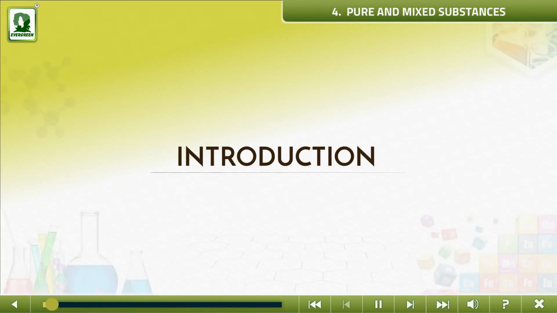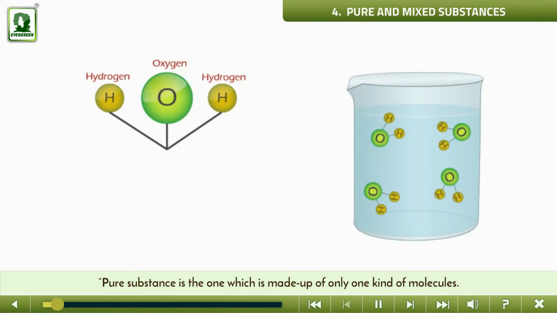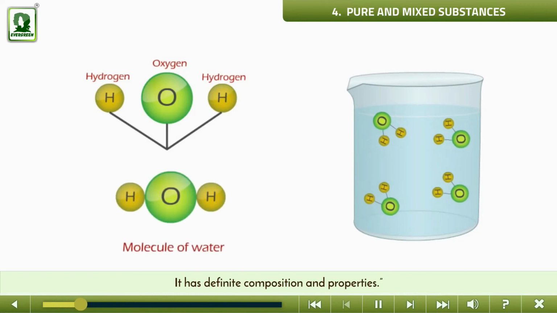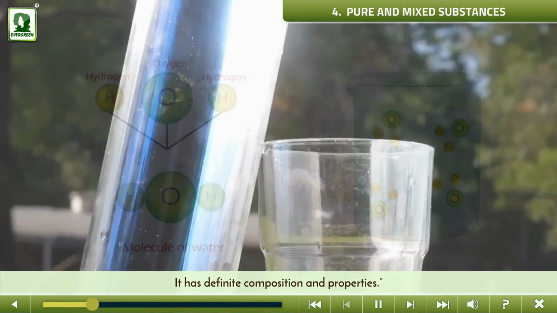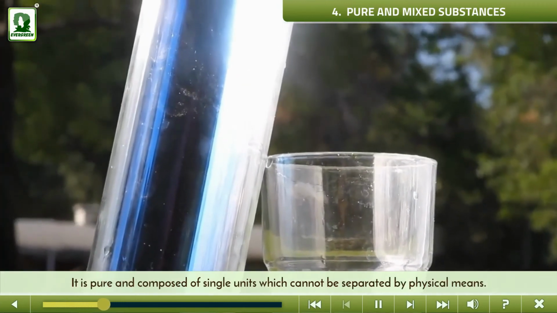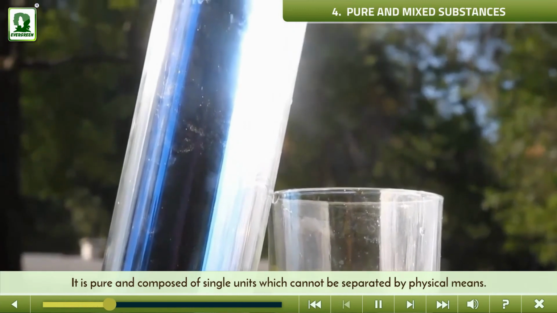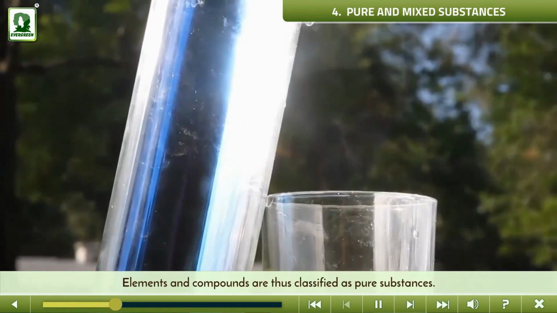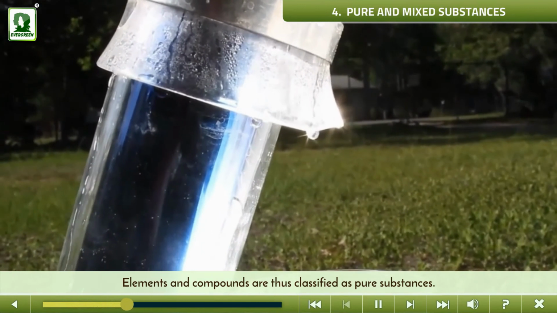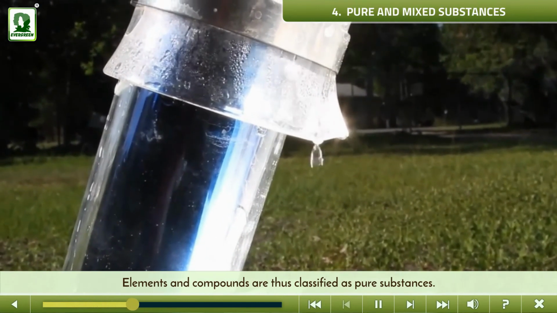Introduction. Pure substance is the one which is made up of only one kind of molecules. It has definite composition and properties. It is pure and composed of single units which cannot be separated by physical means. Elements and compounds are thus classified as pure substances.